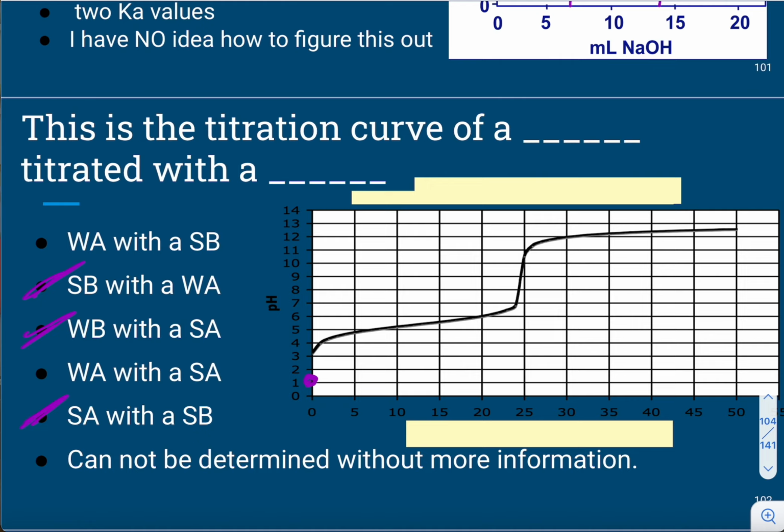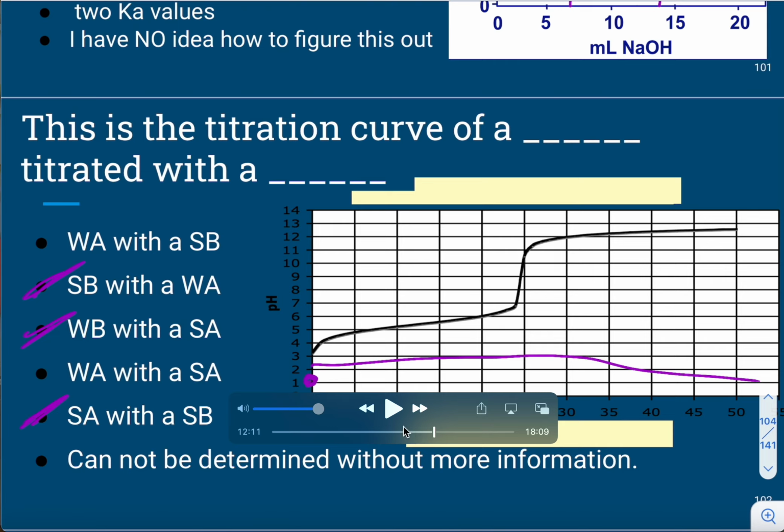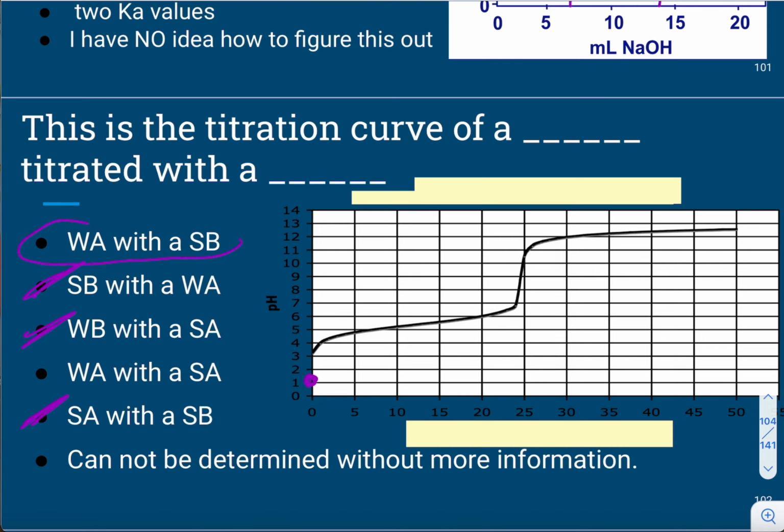You don't titrate an acid with an acid. That's not what you do. If you did, why would it be going up? It would just kind of go like this. So that's not something you would do. So it's got to be a weak acid with a strong base.